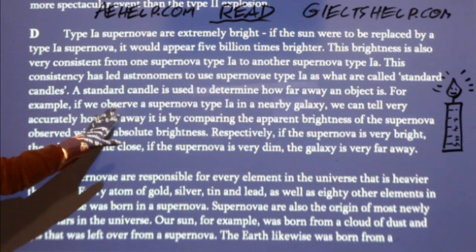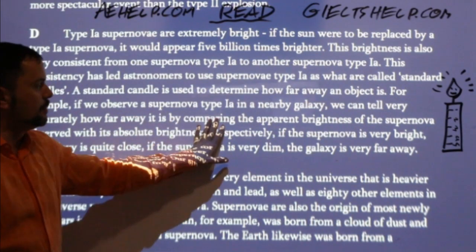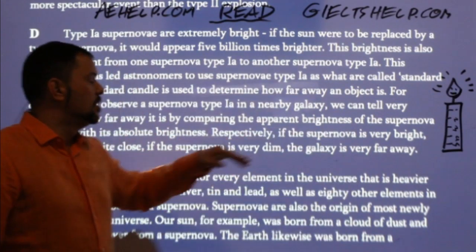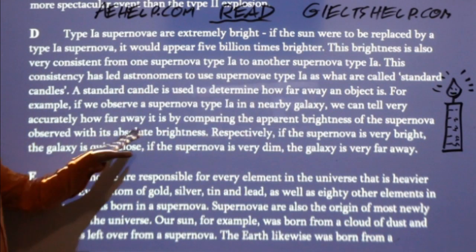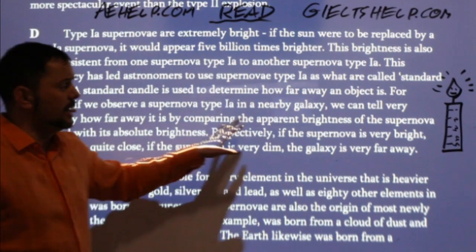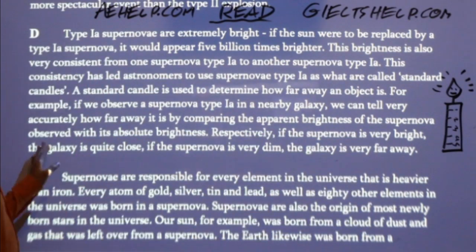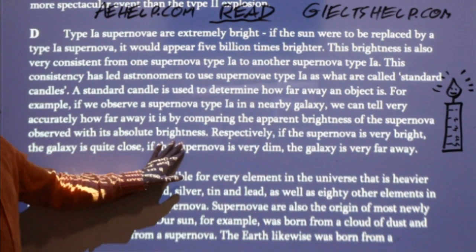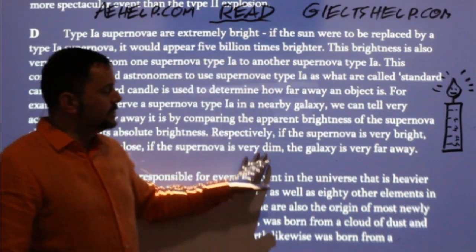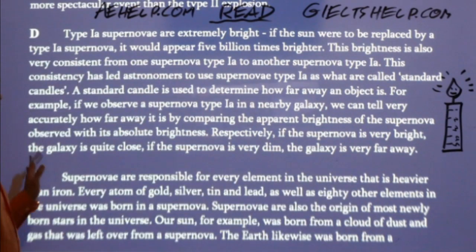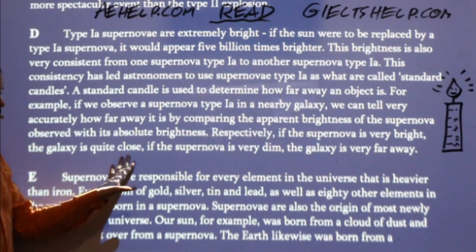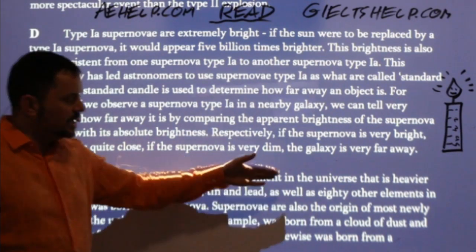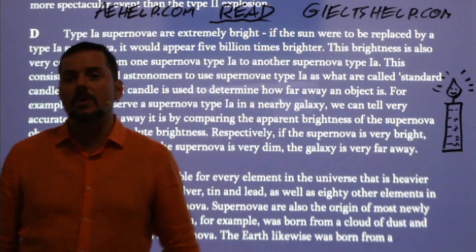For example, if we observe a type 1a supernova in a nearby galaxy, we can tell very accurately how far it is by comparing the apparent brightness of the supernova observed with its absolute brightness. Respectively, if the supernova is very bright, the galaxy is quite close. If the supernova is very dim, the galaxy is very far away.